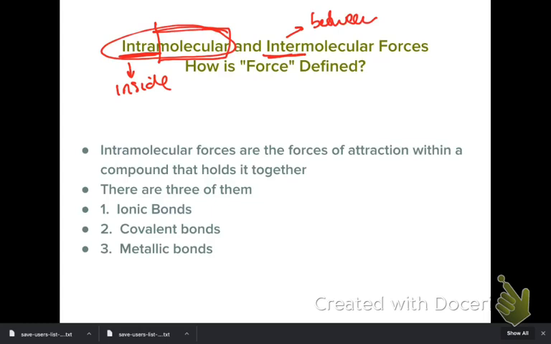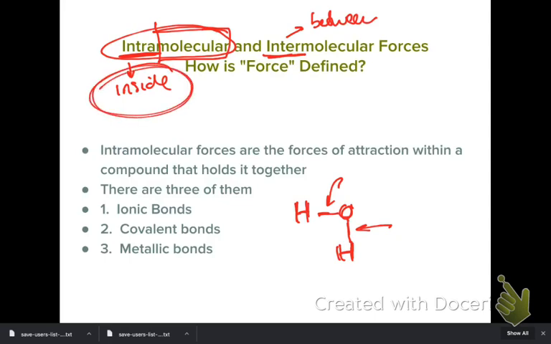And so intramolecular forces are bonds. We can have an ionic bond, you can have covalent bonds, and you can also have metallic bonds. So intramolecular forces are forces of attraction within a compound that hold it together. If we're talking about the intramolecular forces of the water molecule, this is a covalent bond. That's a covalent bond. This bond holds hydrogen onto oxygen, holds this hydrogen onto oxygen.